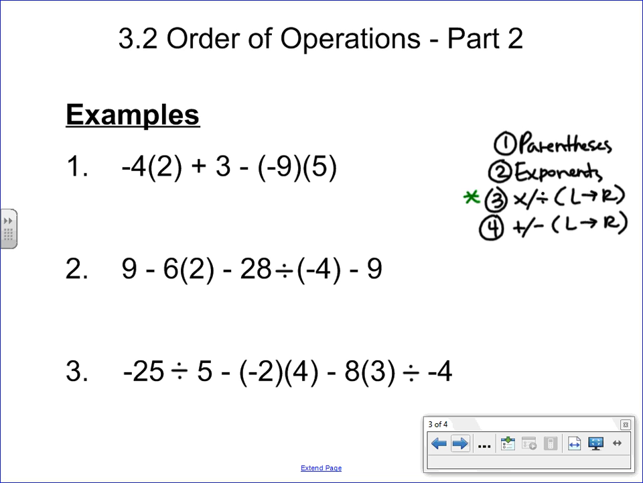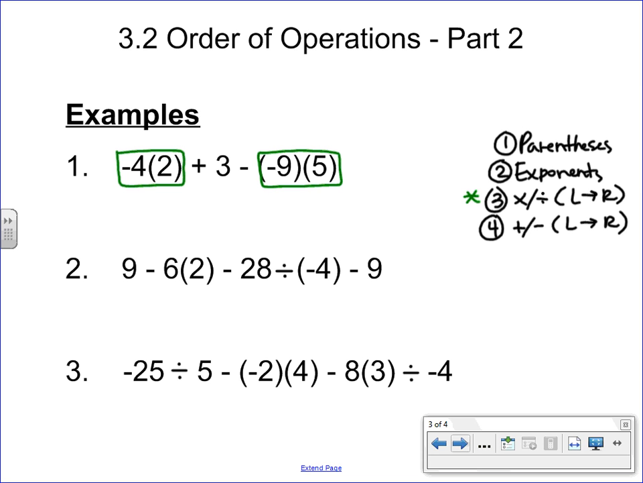My suggestion is that you put a box around, circle, or underline any multiplication and division that you're going to do first. So for example, in number 1, I see multiplication right away, negative 4 times 2. I then see a plus 3, which is addition. Then I see a subtraction sign. And after the subtraction sign, I see another multiplication.